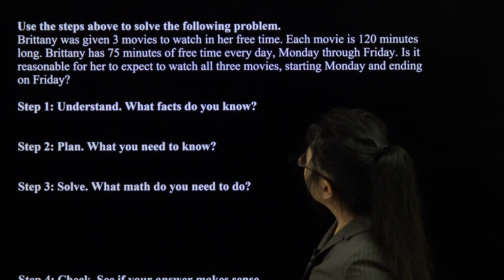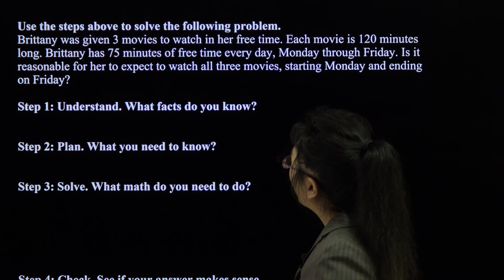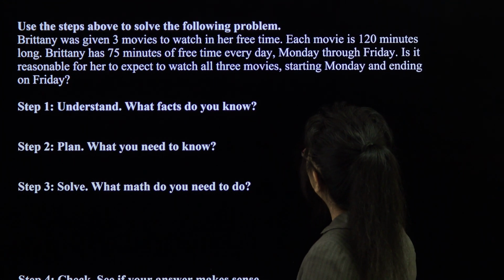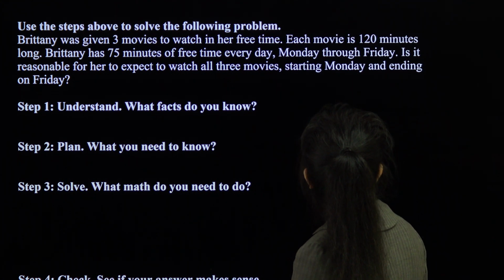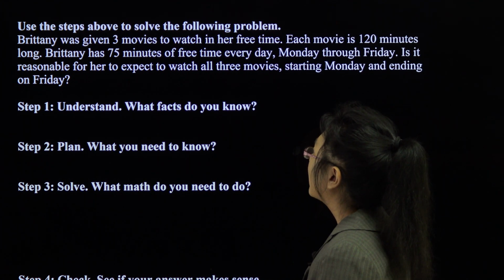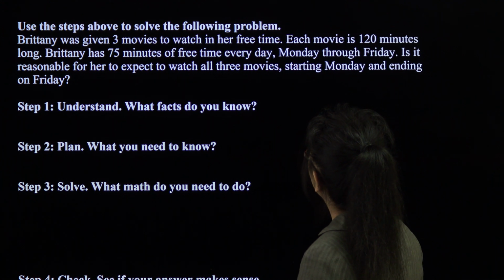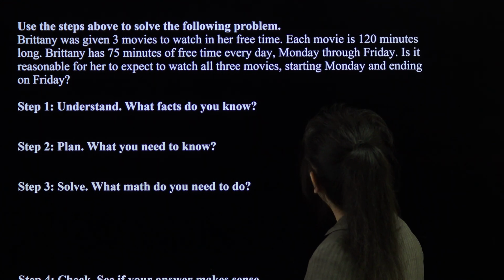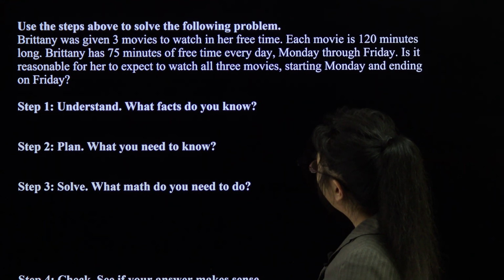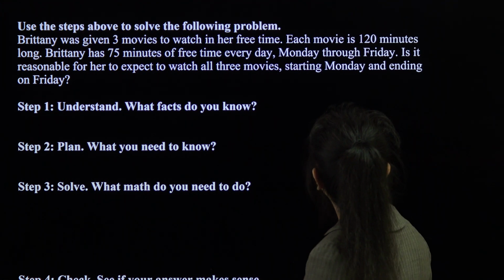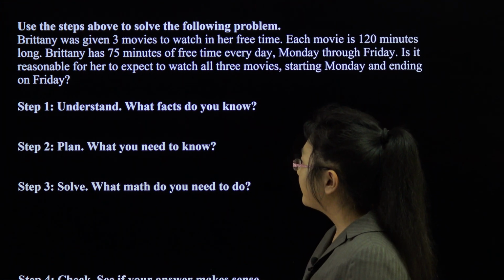Moving on, use the steps above to solve the following problem. Brittany was given 3 movies to watch in her free time. Each movie is 120 minutes long. Brittany has 75 minutes of free time every day, Monday through Friday. Is it reasonable for her to expect to watch all 3 movies starting Monday and ending on Friday?